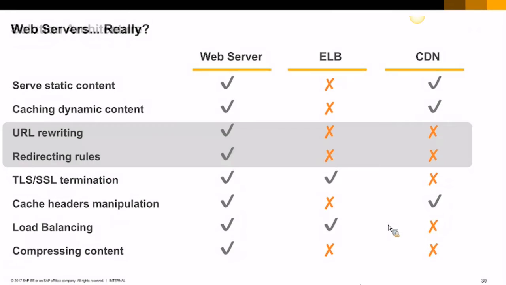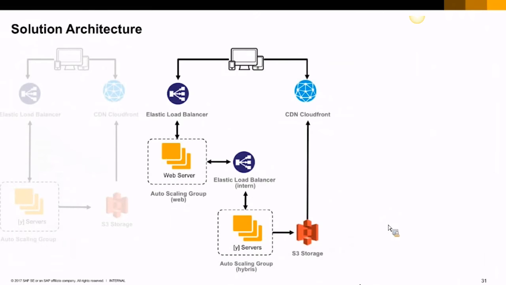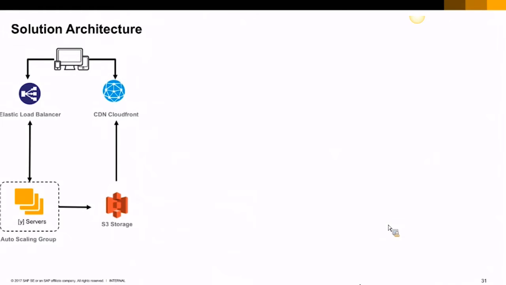we suggest eliminating the web server tier. We will just propose to have two different scaling groups, one for the front end tier and another for the back end tier. Next, please.